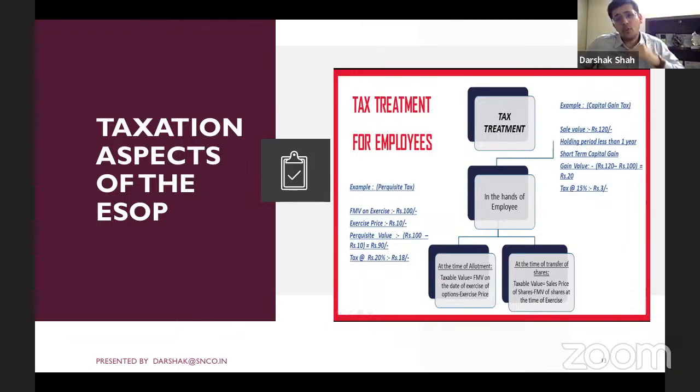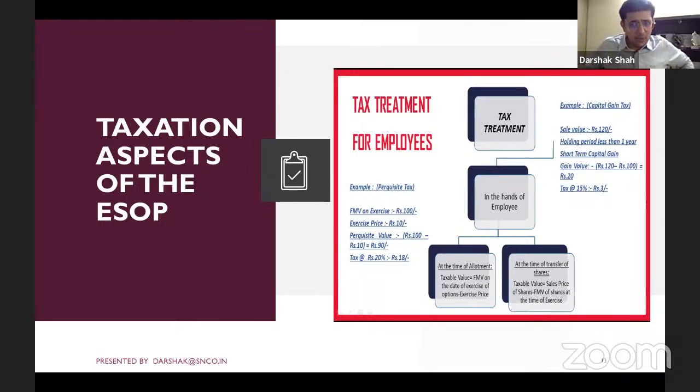So therefore, your cost will get stepped up to 100 because you have paid perquisite tax under section 17. So 100 rupees is going to be your cost, which is your fair market value, and the sale price is going to be your full value of consideration. The difference is going to be taxed as capital gain.